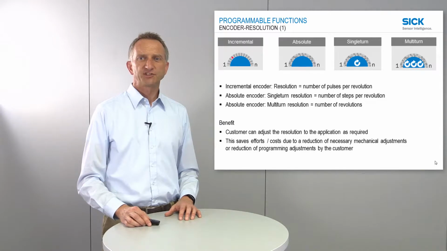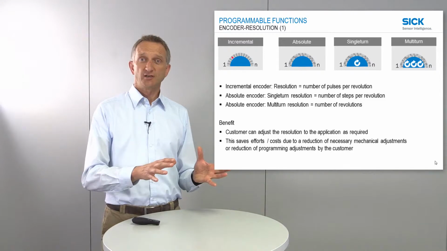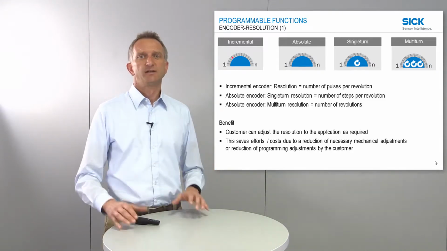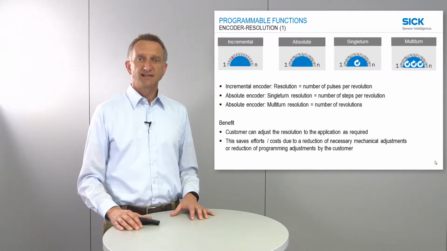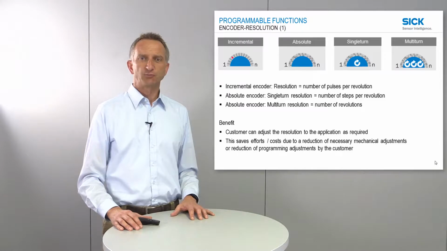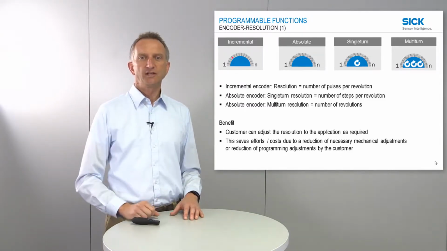Let's start with the first most common and most basic function, the so-called scalability of encoder resolution. For the encoder resolution, we have to differentiate between incremental encoders and absolute encoders. For incremental encoders, resolution means the setting of the number of pulses per revolution. So here we just have a continuing sequence of pulses.